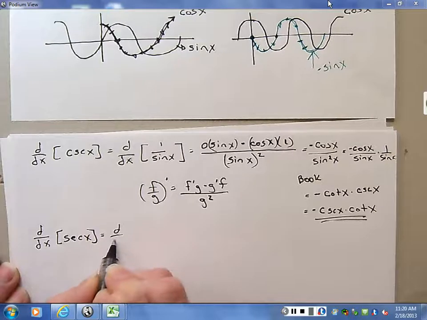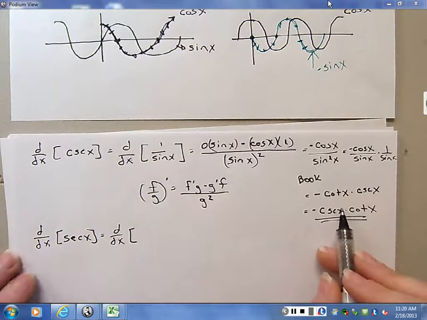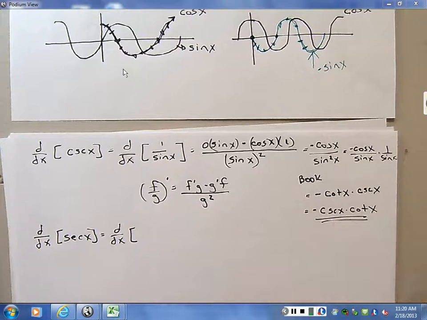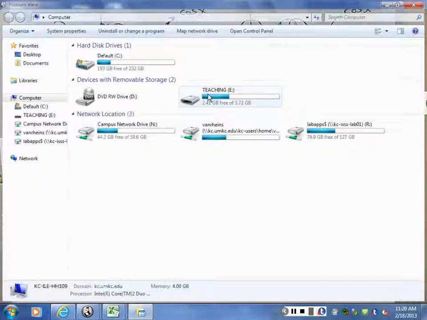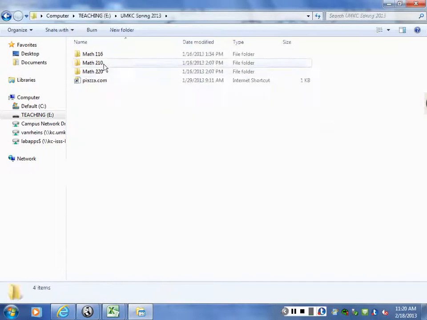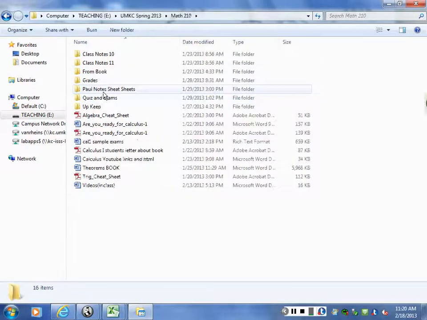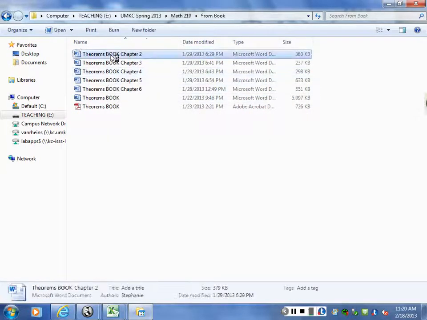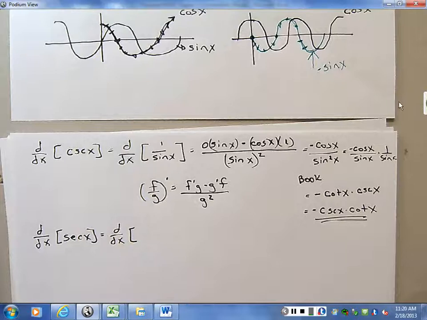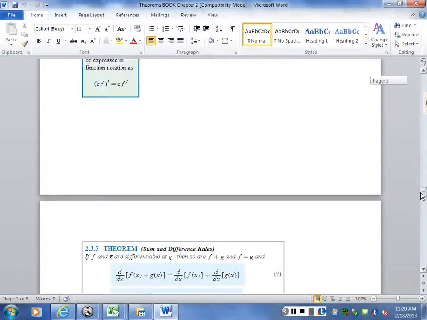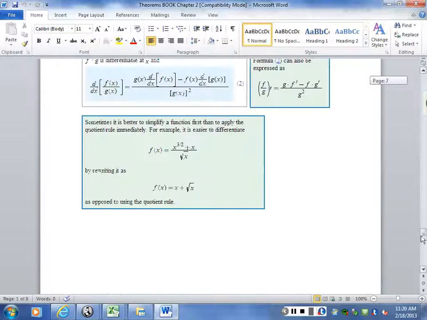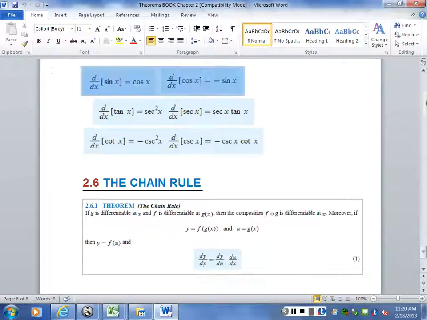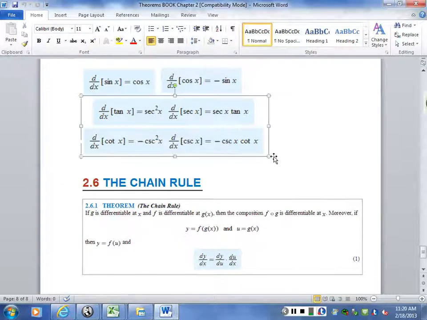What's the book? What are you saying? The book summarized these for you. If you look at the formulas from the book, the theorems from the book, chapter 2.5, they write it a little differently. See if I can pull this up. So what the book has would technically be the final answer. Here you see that the book writes it minus cosecant cotangent. It's the same to say minus cotangent cosecant.